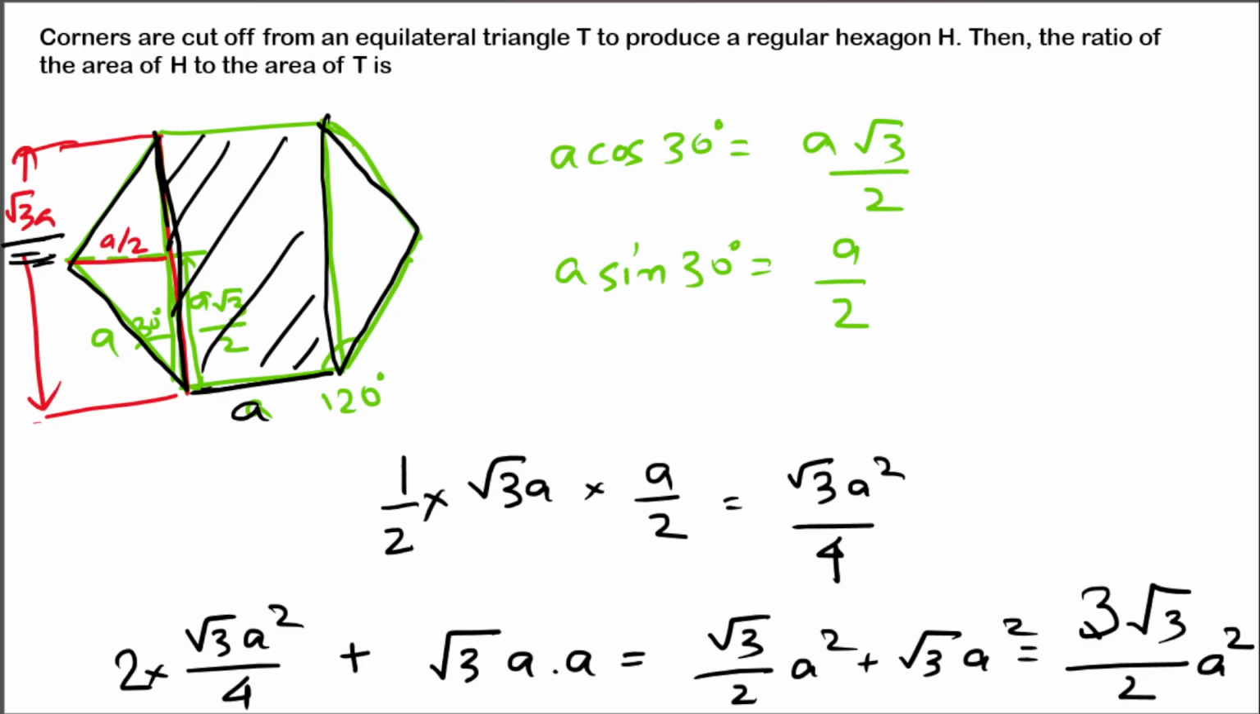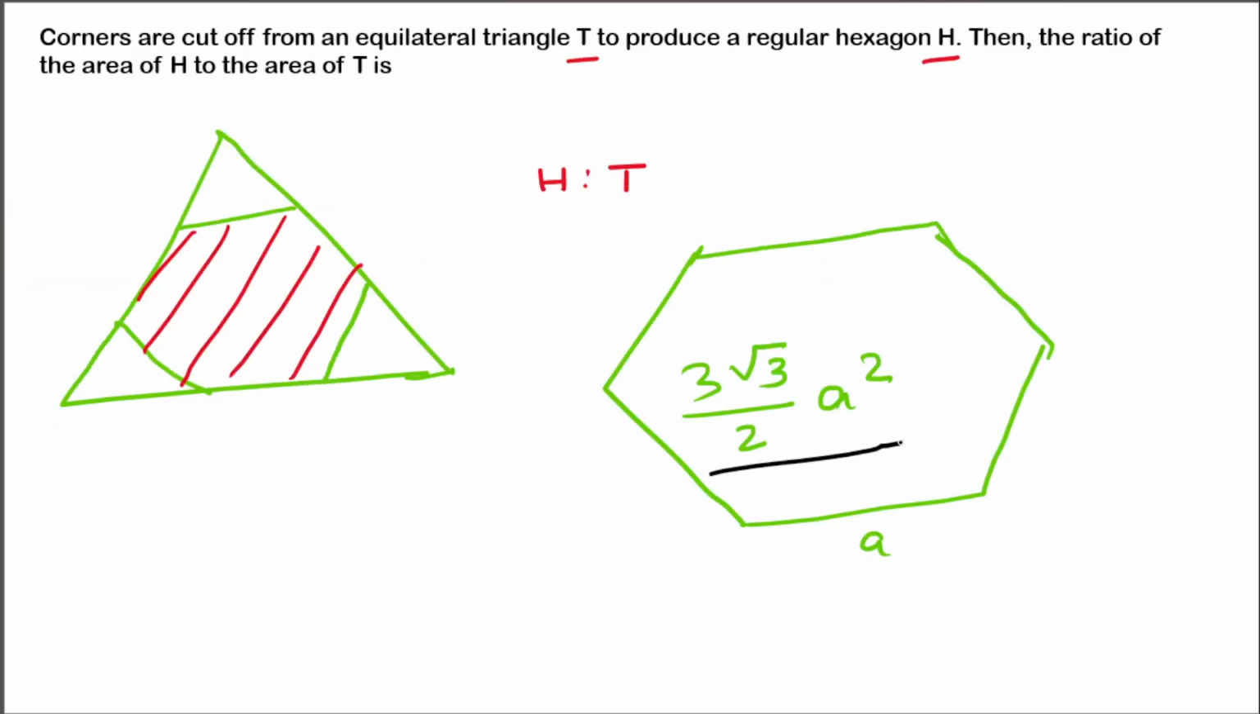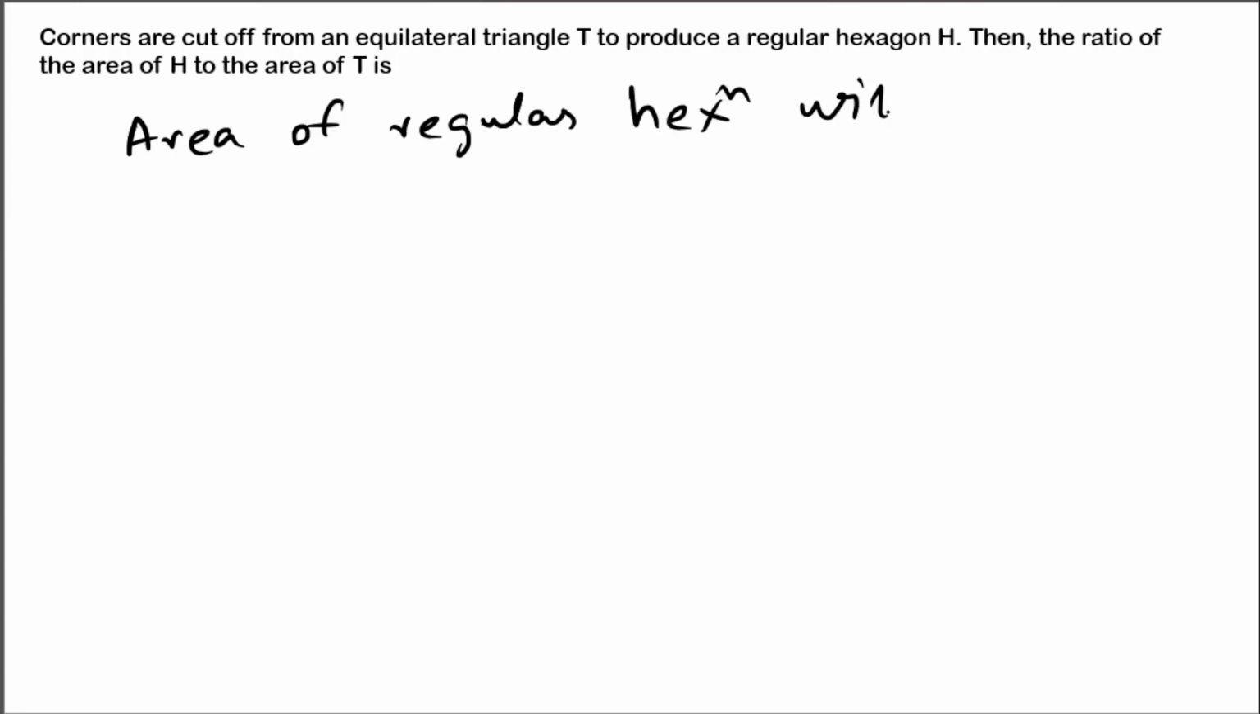I just wanted to prove it to you so that you don't have to take my word for it, but it is better to simply remember the area of a hexagon. Now that we have that formula with us, I will write the formula again. Area of a regular hexagon with side a is going to be 3 root 3 by 2 a square.